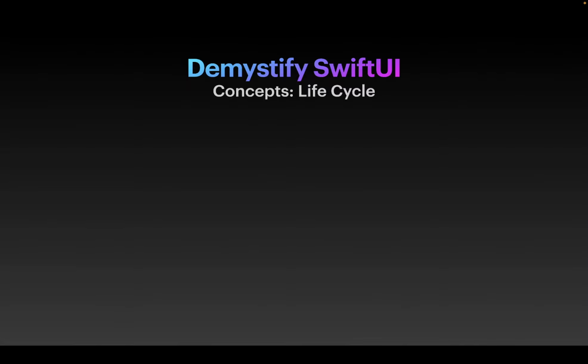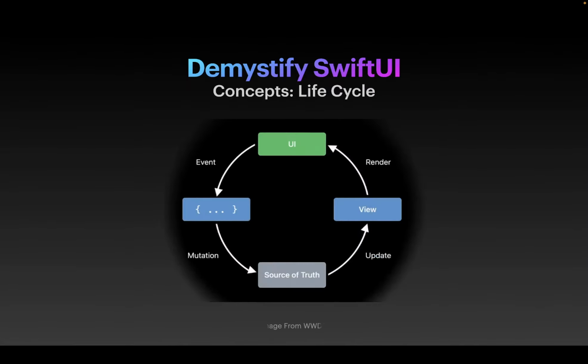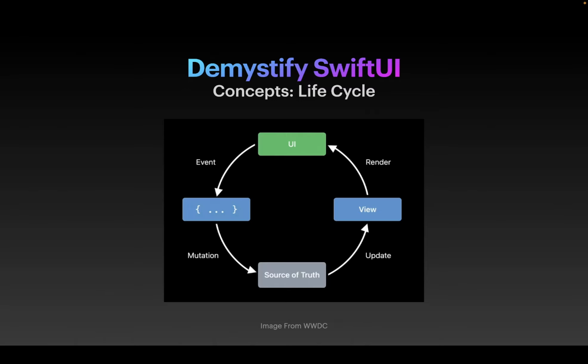Now let's take a look at the life cycle. Again, this is a screenshot from WWDC, and you can see the entire lifetime of a view is essentially a circle. From the source of truth, which is the data you're going to use, you receive some update, and you update the view. The view receives some updates, and the view creates a struct for the graphical layer to render the UI.